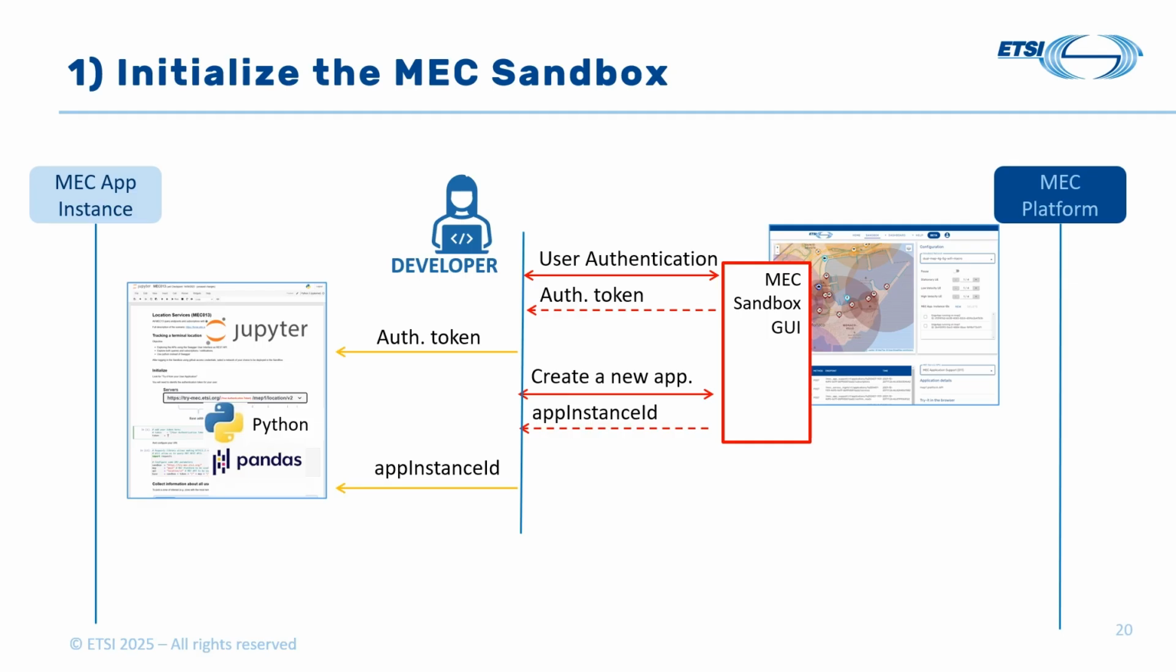We'll now access the MEC Sandbox to retrieve the user information token that we will need for granting the Jupyter notebook access to the sandbox. Then we'll create a new application instance and get its ID. We'll identify the application instance every time we interact with the MEP.